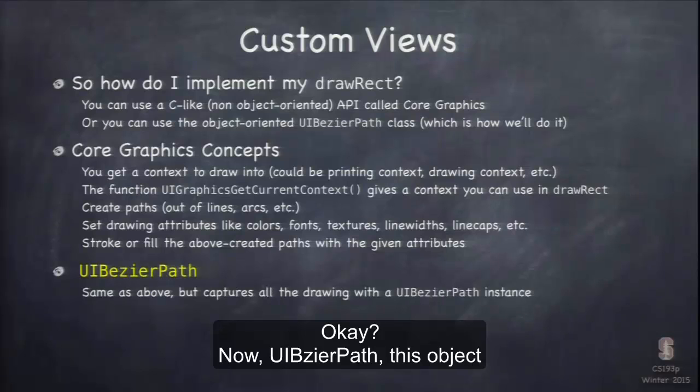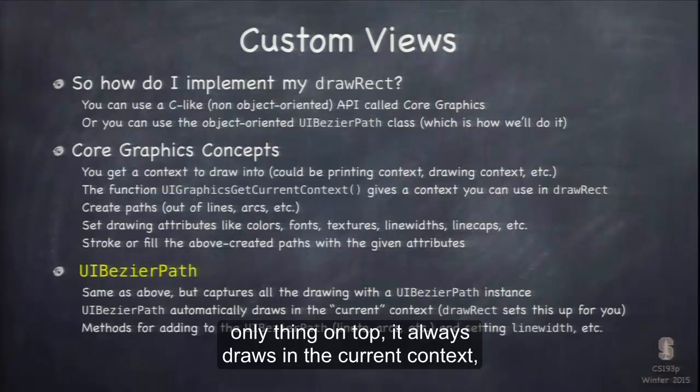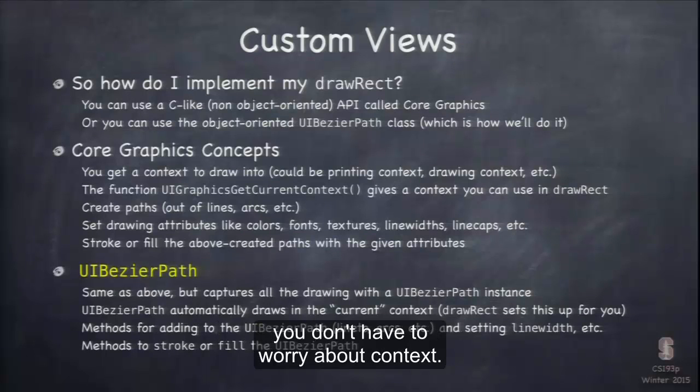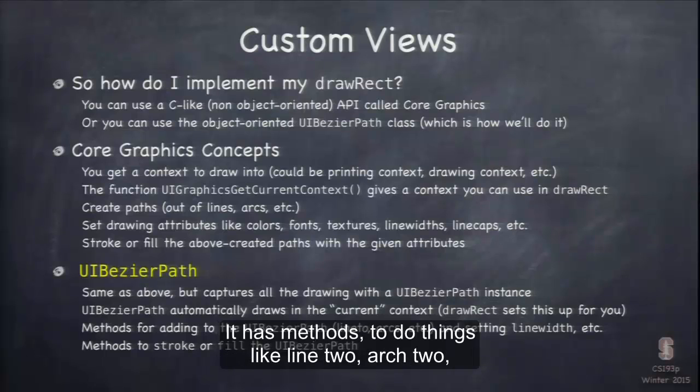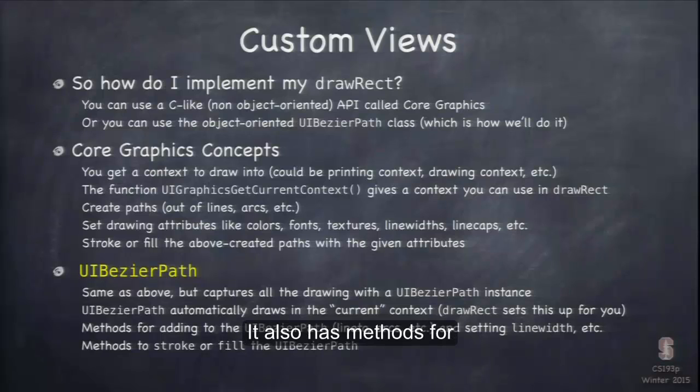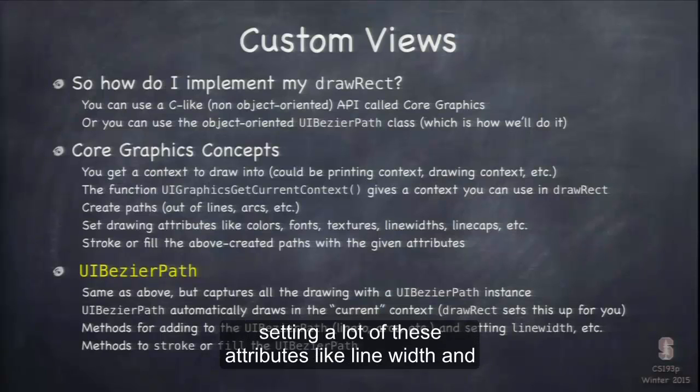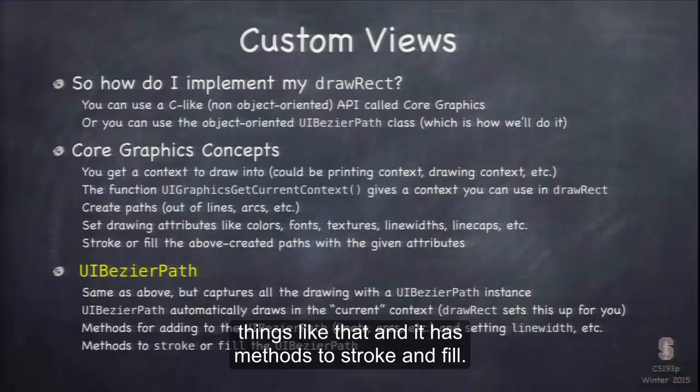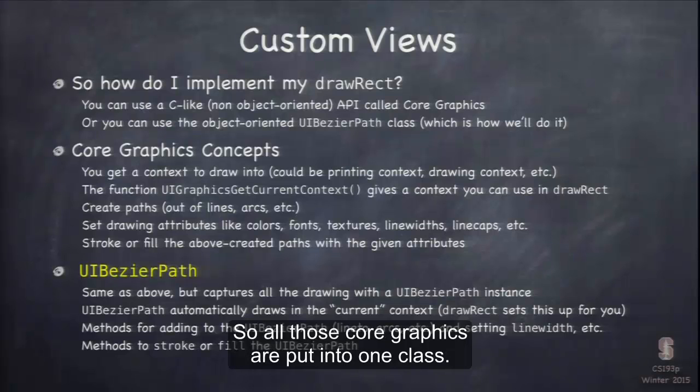Now UIBezierPath, this object-oriented thing on top, it always draws in the current context. You don't have to worry about context. It has methods to do things like line(to:) and arc to build the path. It also has methods for setting a lot of these attributes like line width and things like that. And it has methods to stroke and fill. So it combines all those Core Graphics things into one class.